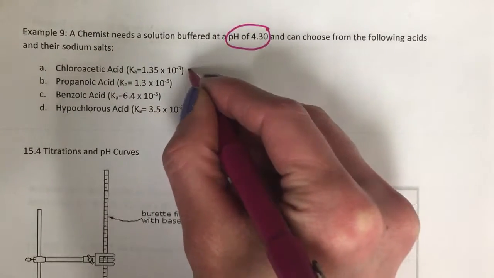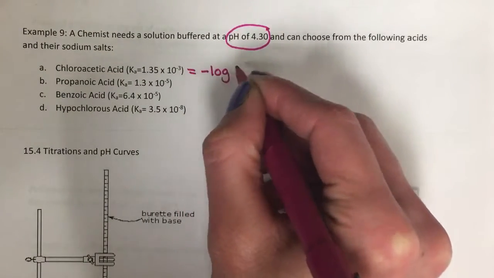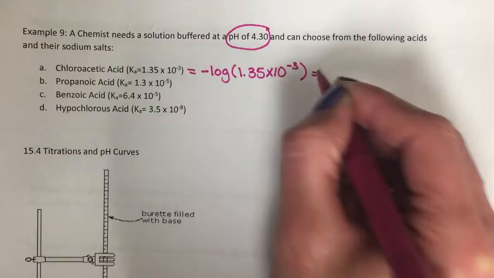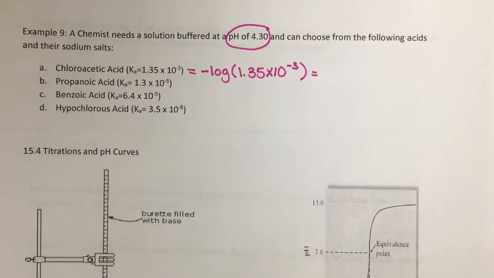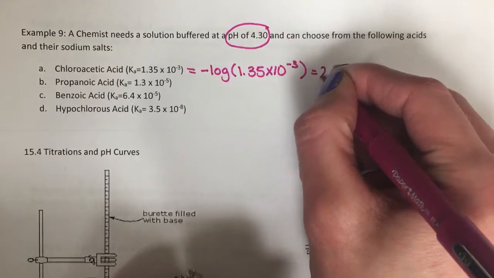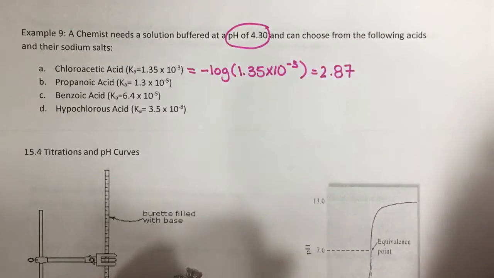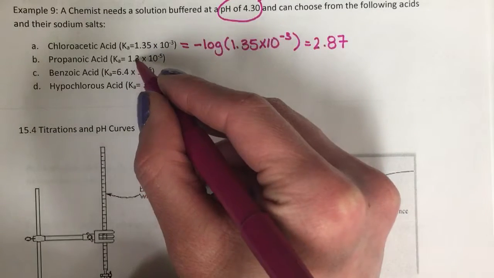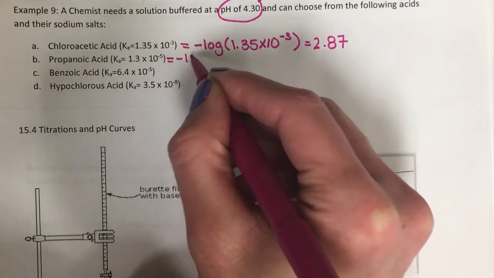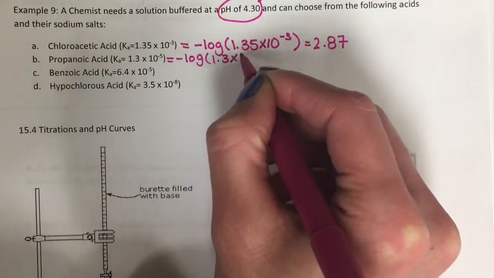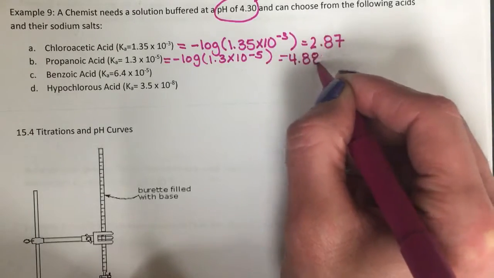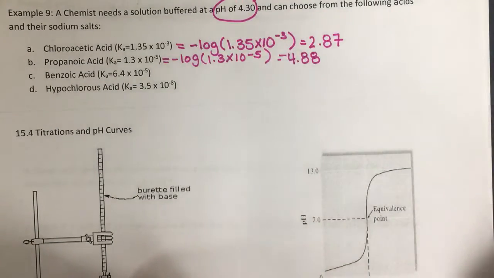So here's my acid. So the pH is equal to the negative log of 1.35 times 10 to the negative third. If I plug that into my calculator, I get the pH is 2.87. Not going to be a great buffer system for a 4.3 pH. Okay, let's look at propanoic acid. The negative log of 1.3 times 10 to the negative fifth, I get a pH of 4.88. It's closer. Still not great though.